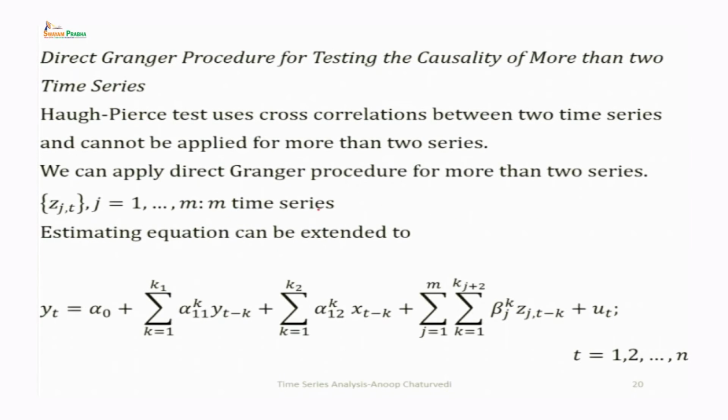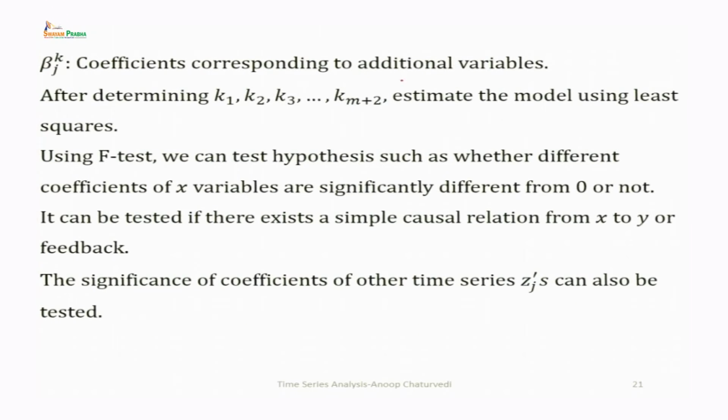Now, suppose we have m time series z_j t, j equal to 1 to m. Then we extend the estimating equation so that we include all these m time series also. So, our estimating equation is now y t equal to alpha naught plus summation k equal to 1 to k 1 alpha 1 1 k y t minus k plus summation k equal to 1 to k 2 alpha 1 2 k x t minus k. Then we have another term, summation j equal to 1 to m, k equal to 1 to say k j plus 2, beta j k z j t minus k, plus u t. So, all these m time series are included in this term. So, we have incorporated all these m time series in the estimating equation. Beta j k is the coefficients corresponding to additional variables.